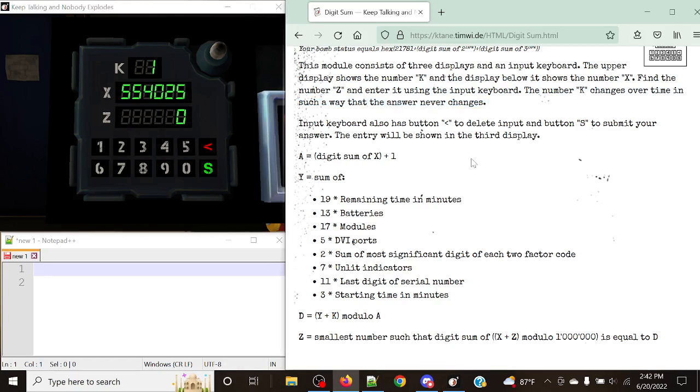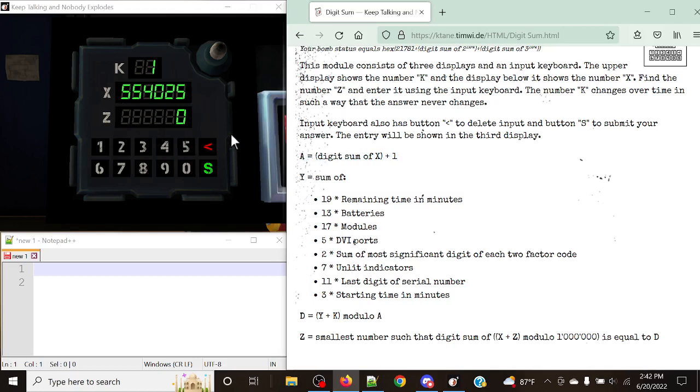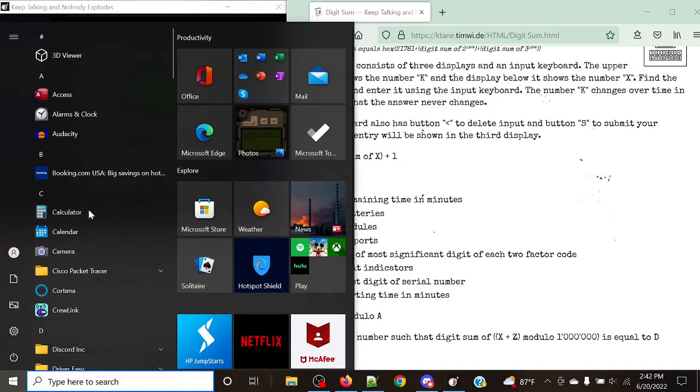So what exactly is our goal with this module? Well, allow me to explain. The first thing that we want to do is find a series of different variables. So a is going to be equal to the digit sum of x plus 1. So it's going to be generally a large number. And the way that the digit sum works is we're simply going to sum up all of the digits.